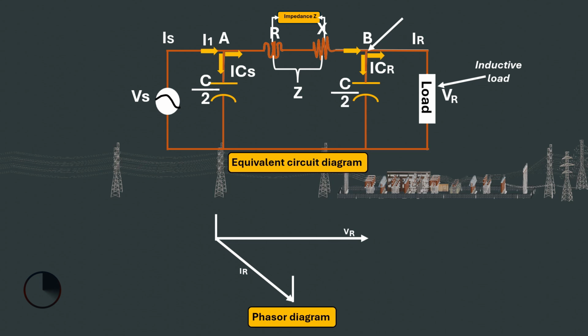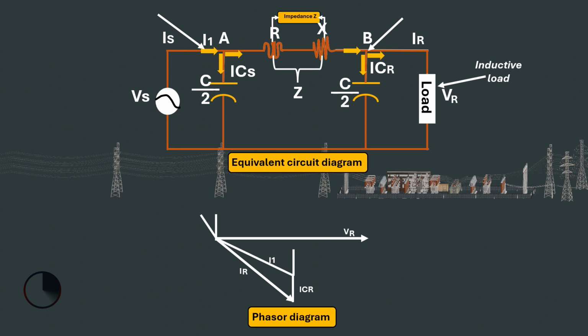So we can shift this here. The summation of the receiving end current, IR, plus the current flowing through the capacitor at the receiving end, ICR, will equal the current flowing through the circuit, I1. Likewise, the same can be applied to node A. That is, the current flowing through the capacitor at the sending end, ICS, will be leading the voltage and drawn here. Also, this can be shifted here.